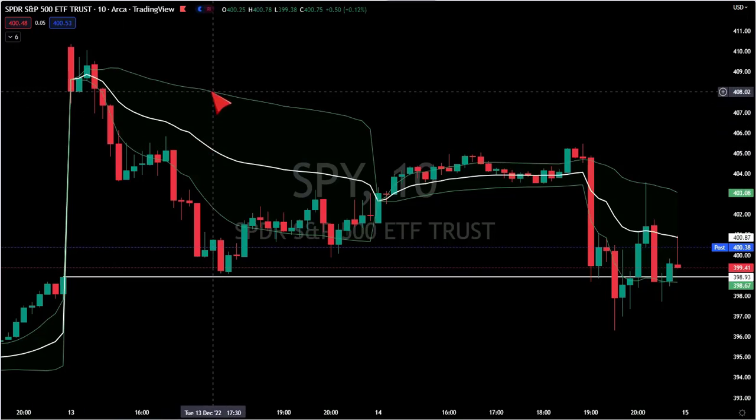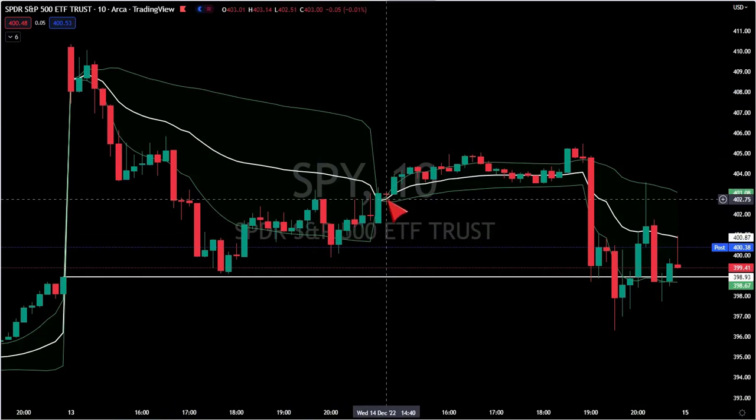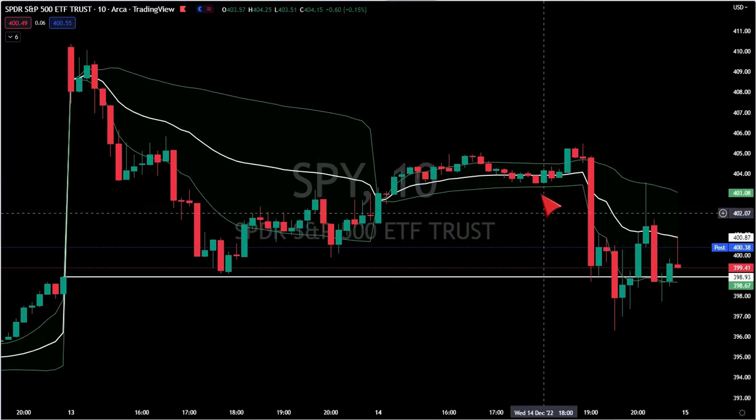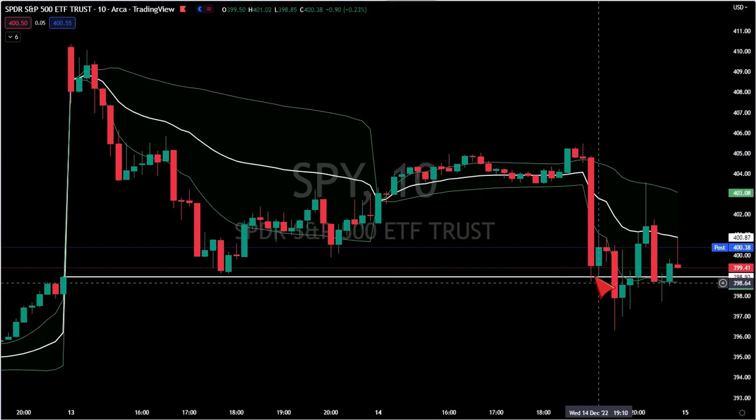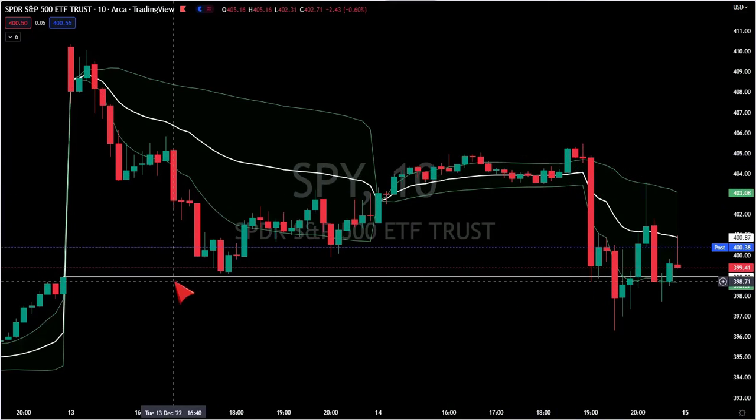Now, you see VWAP, and I have two standard deviations on either side of it. You can just see how we just kind of hung in there today, and then the news hit. We sold down, but we didn't really go anywhere. We just filled the gap from 2 days ago.